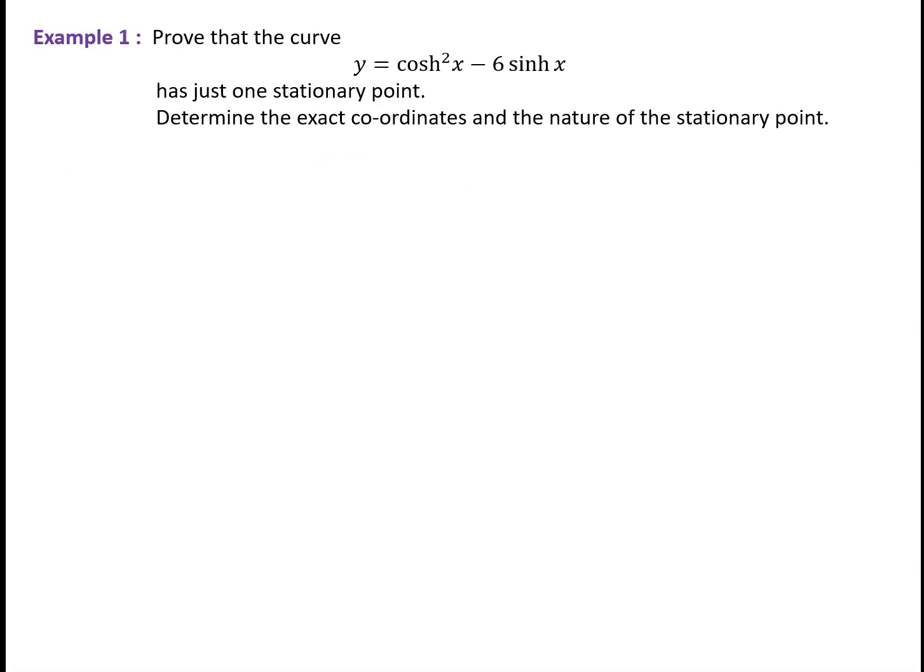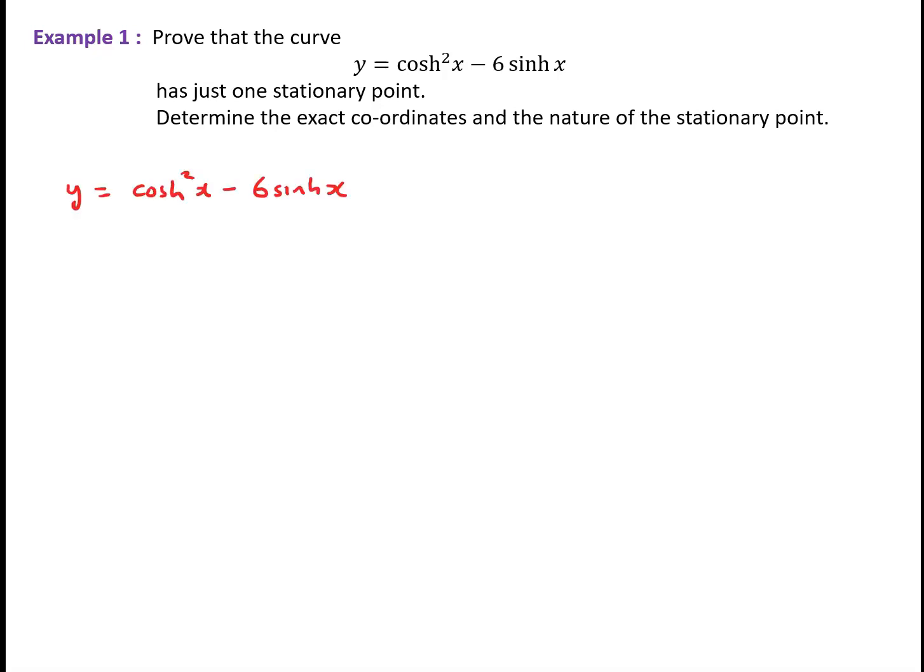So for our first example, we're going to try and prove that the curve y equals cosh squared x minus 6 sinh x has just one stationary point, and we're going to determine the exact coordinates and the nature of that stationary point.